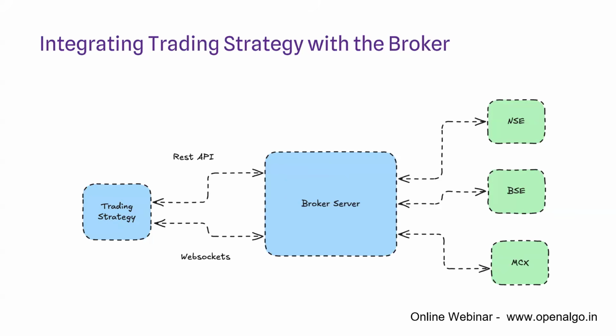Now we know that for any communication with our strategy, if I want to send orders, or get my order book, trade book, position book, anything that I do manually and want to do automatically, there are only two ways to communicate with the broker: one is REST API, and the other is WebSockets. Maybe I'll show you how things work.